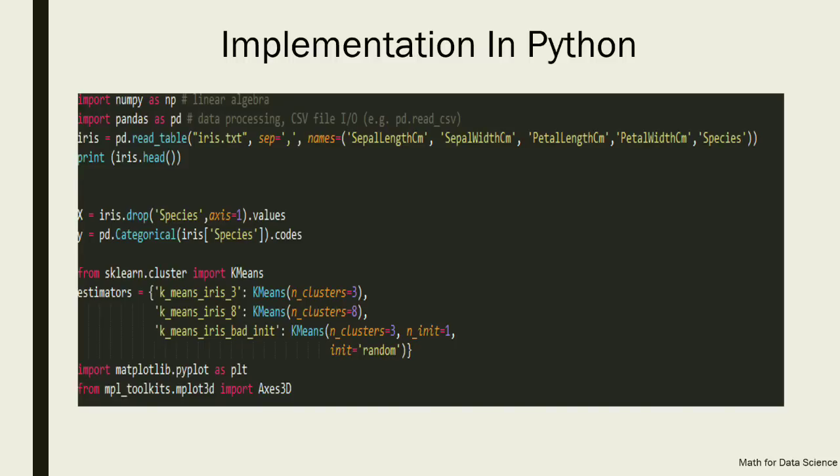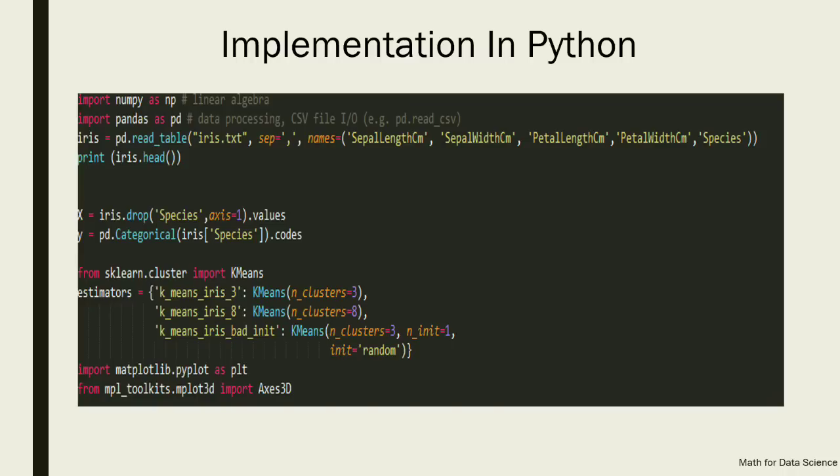Firstly, we are importing NumPy and pandas, and then from this table, iris.txt, we are reading the table and converting it into a pandas data frame. Once it is in the data frame, I have given names to my headings like sepal length, sepal width, petal length, petal width and species. With the help of the head function, I can see the type of data and print it.